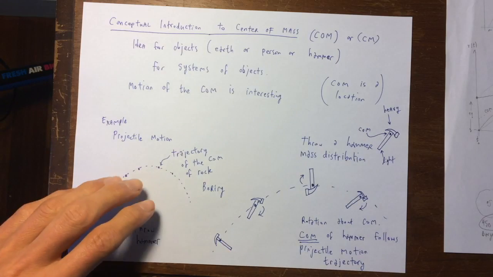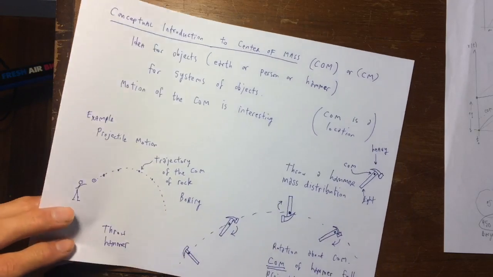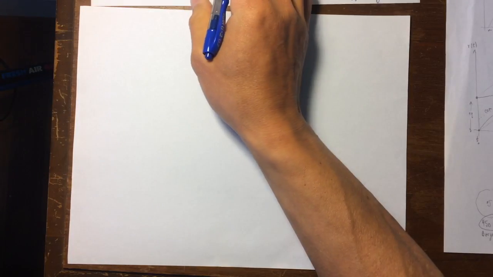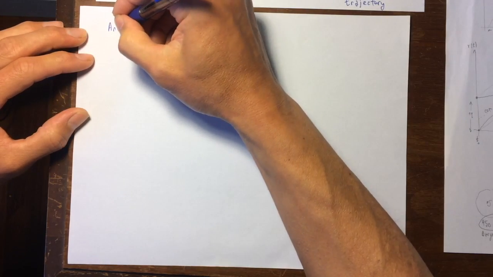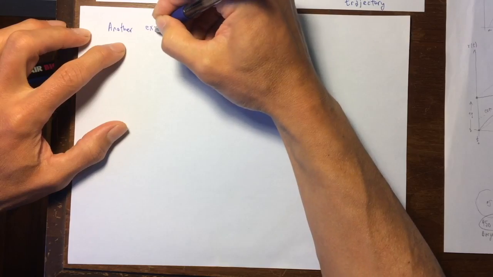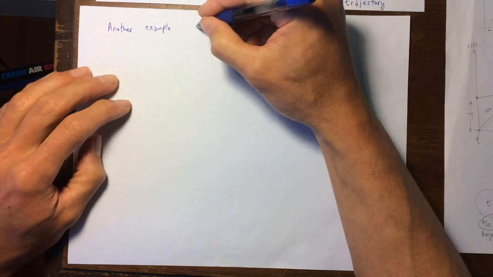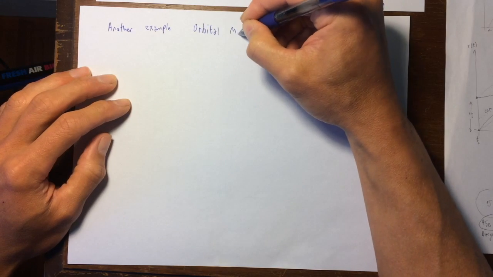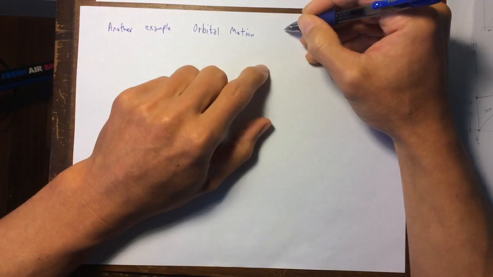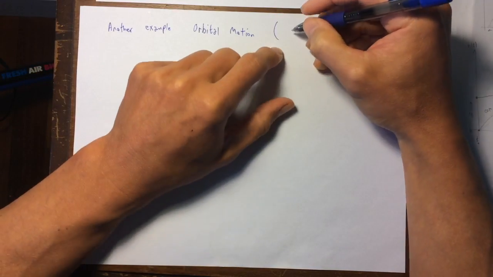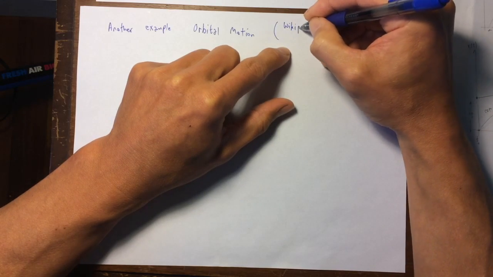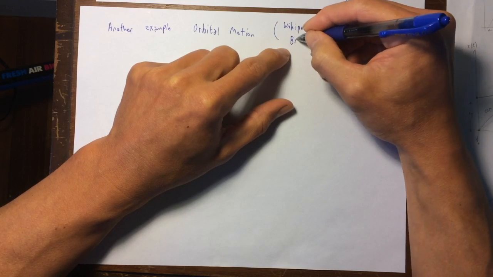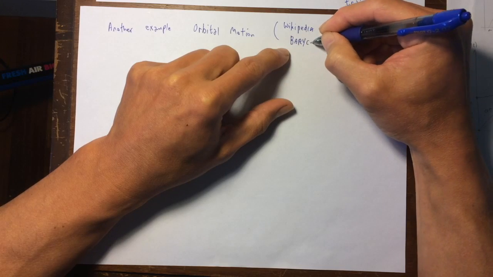Okay, so let me go on and describe another example of thinking with the center of mass. This one's cool. This one is orbital motion. And there is a special word, and you can go look it up. I challenge you to check Wikipedia for this word, Barycenter.